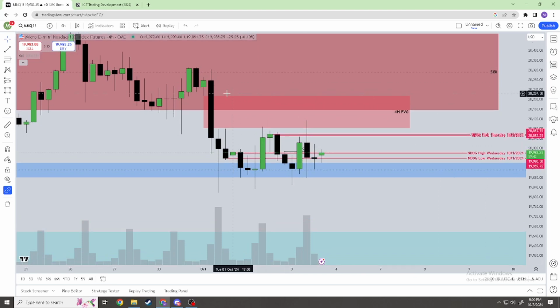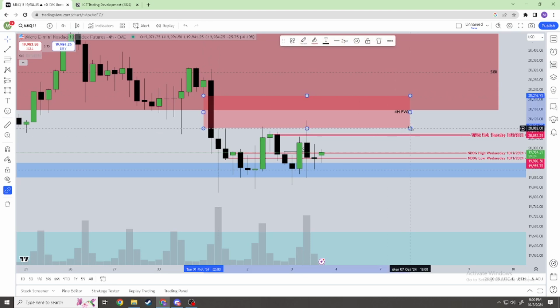So what we look at here is a large 4-hour fair value gap where price delivered lower without new candlesticks forming. So this makes a fair value gap. It's from this wick, the previous wick, to, let me move that just a tad.